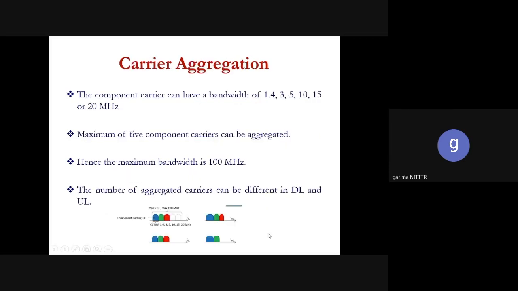Now, how does carrier aggregation work? The component carrier bandwidth moves from 1.4 to 20 megahertz, and a maximum of 5 component carriers can be aggregated, because 1, 2, 3, 4, 5, each with 20 megahertz. So LTE Advanced has a bandwidth of 100 megahertz. Normally 20 megahertz of 5 component carriers, when you aggregate them, will give 100 megahertz. So the maximum bandwidth is 100 megahertz.